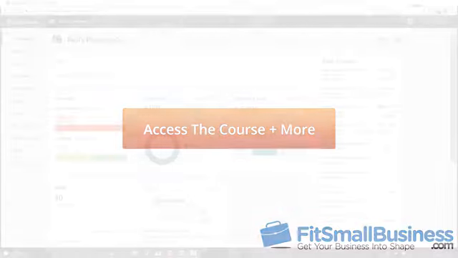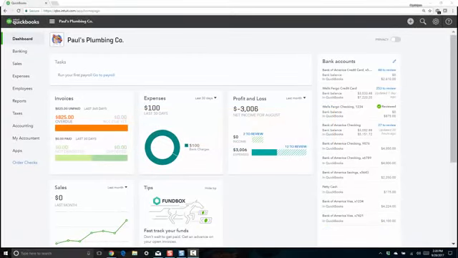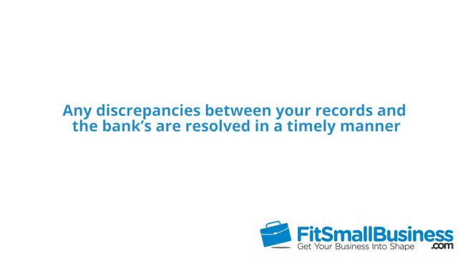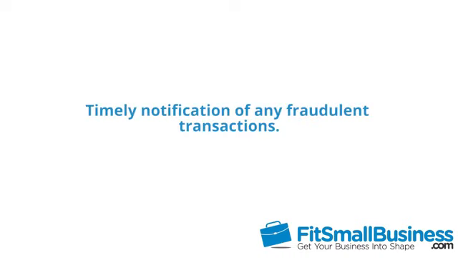Let's get started. Similar to your personal bank accounts, it is important that you reconcile your business bank accounts on a monthly basis. Reconciling is the process of matching the transactions on your bank statement to what you have recorded in QuickBooks. Reconciling your bank accounts regularly will help to ensure any discrepancies between your records and the bank's are resolved in a timely manner, and timely notification of any fraudulent transactions. For example, if you notice transactions listed on your bank statement that you did not authorize, you can notify the bank as soon as possible so that they can investigate.